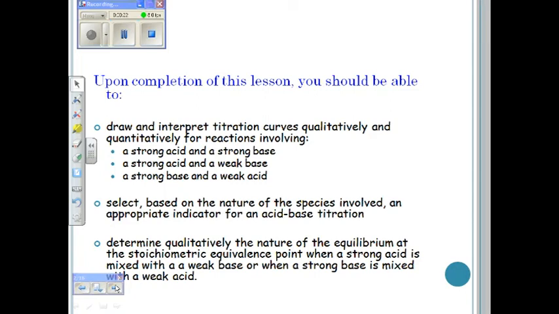So what we're going to be doing is drawing and interpreting titration curves qualitatively, meaning not precisely, but quantitatively as well, for reactions involving strong acid with strong base, strong acid with weak base, and strong base with weak acid. Select, based on the nature of the species involved, an appropriate indicator for an acid-base titration, and determine qualitatively the nature of the equilibrium at the stoichiometric equivalence point.